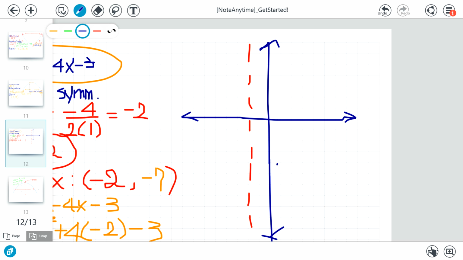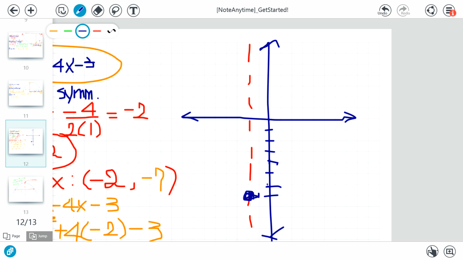It's like 1, 2, 3, 4, 5, 6, 7. So there's your 7. So that's going to be my vertex. So I'm saying my vertex right there would be at negative 2, negative 7. That's a beautiful dot that you see. And that's exactly where it's going to be. And that means your parabola is going to be stretching upward some way, somehow.